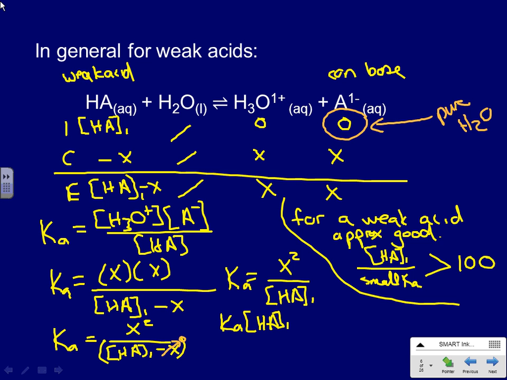HA initial, and because I'm running out of room, I'm going to do the last step. What's the last thing I'm going to have to do to get this last equation? Take the square root. So X is equal to the square root of the Ka times the HA initial. Okay? Now, what does this get us?